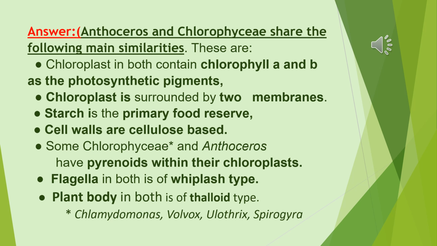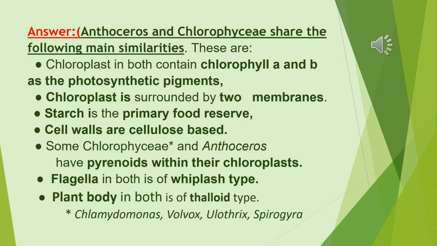Now these 4 characters are common to higher plants also: Chlorophyceae, Anthoceros and all higher plants. Now the other 3 characters are common to Chlorophyceae and Anthoceros only. Now what are these? 1. Some Chlorophyceae and Anthoceros have pyrenoids within their chloroplasts.